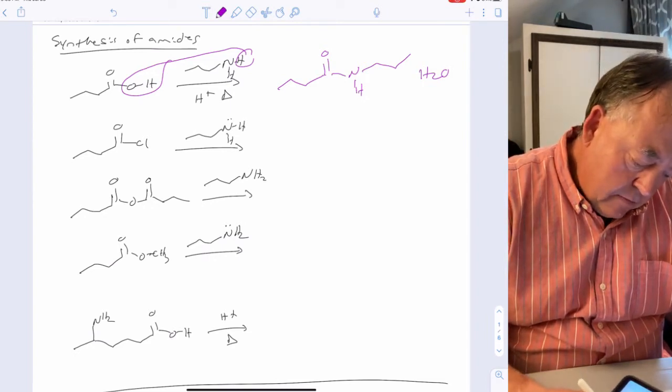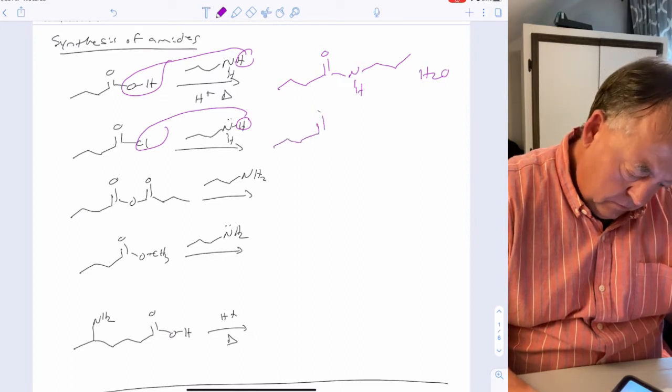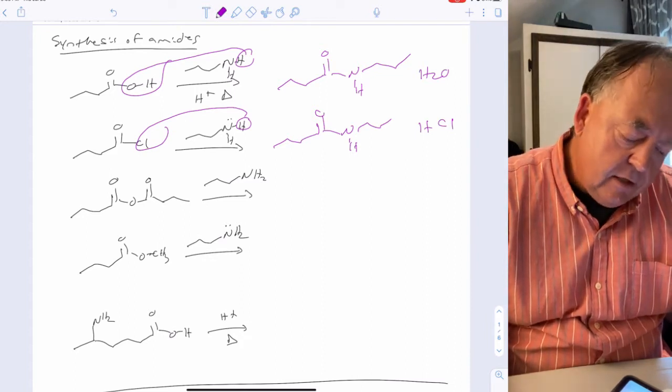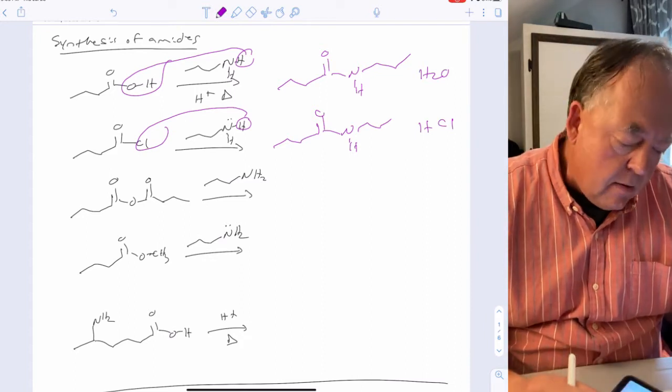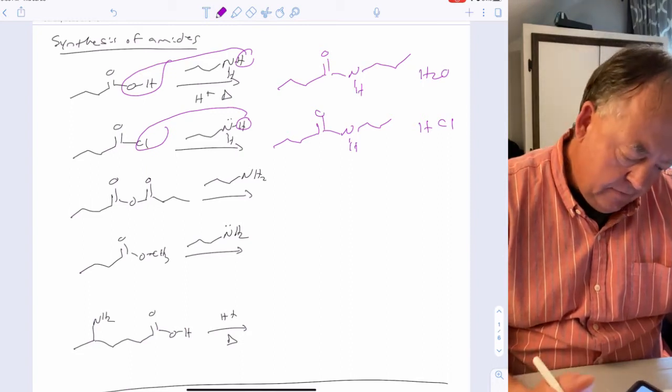Or if you have an amine and an acid chloride, then you lose HCl, and make an amide and HCl. Again, that's not the mechanism. The mechanism is similar to mechanisms we've looked at in previous lectures where you make the tetrahedral intermediate.